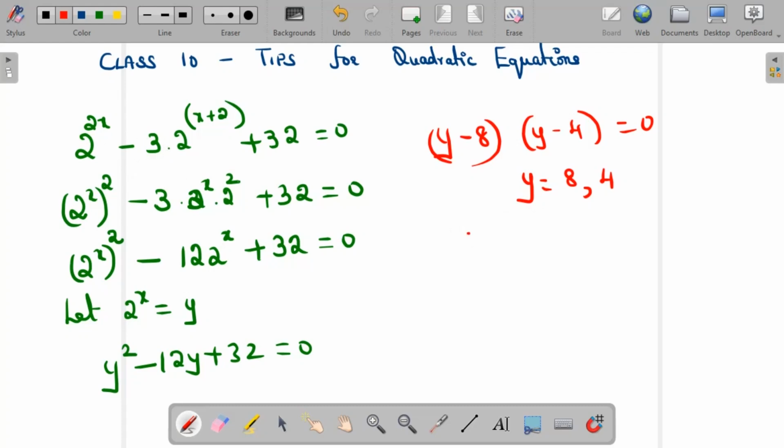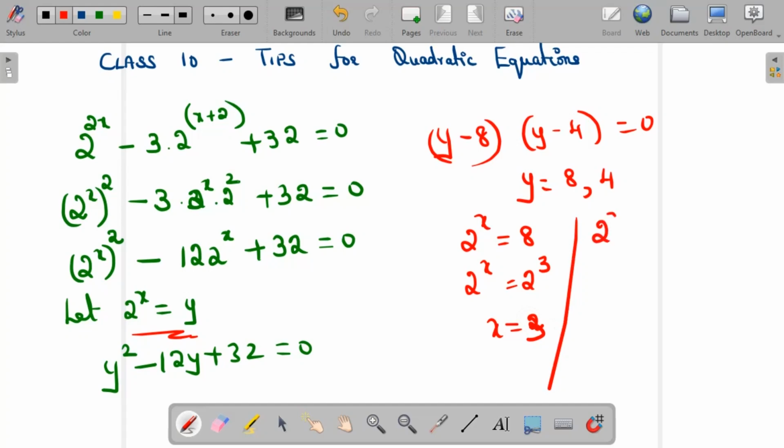So what have we placed? 2 power x is equal to 8, because that's how we defined y. So 2 power x is equal to 8, which means 2 power x is equal to 2 power 3. So x is equal to 3. Now we will do the same for another condition. 2 power x is equal to 4. So 2 power x is equal to 2 power 2, which means x is equal to 2. So we have two possibilities: x is equal to 3 or x is equal to 2.